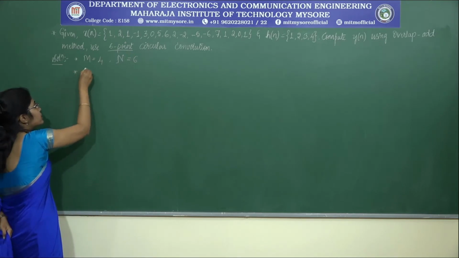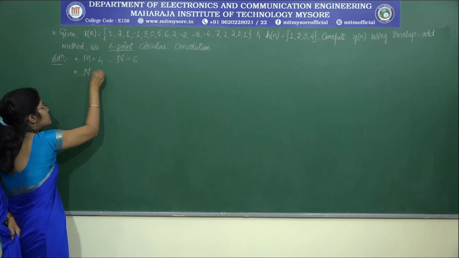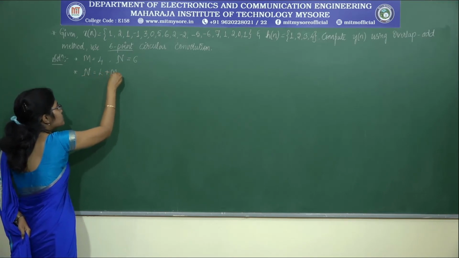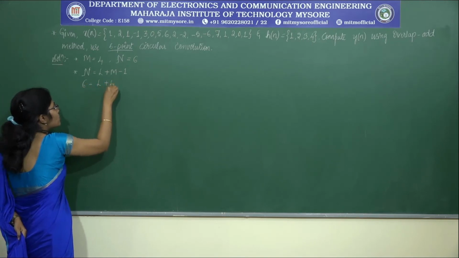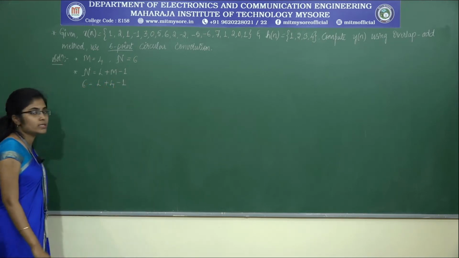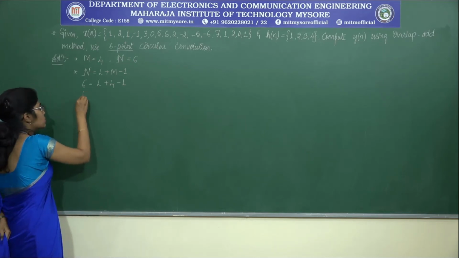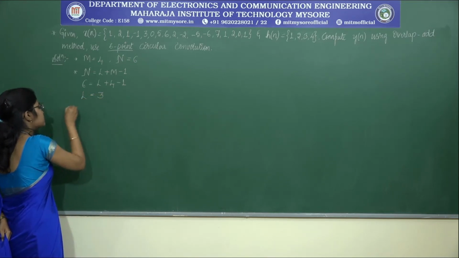Then try to find out L with the help of the formula: N is equal to L plus m minus 1. So, n is 6, which is equal to L plus 4 minus 1. 4 minus 1 is 3, 6 minus 3 is 3. So, L will be equal to 3.